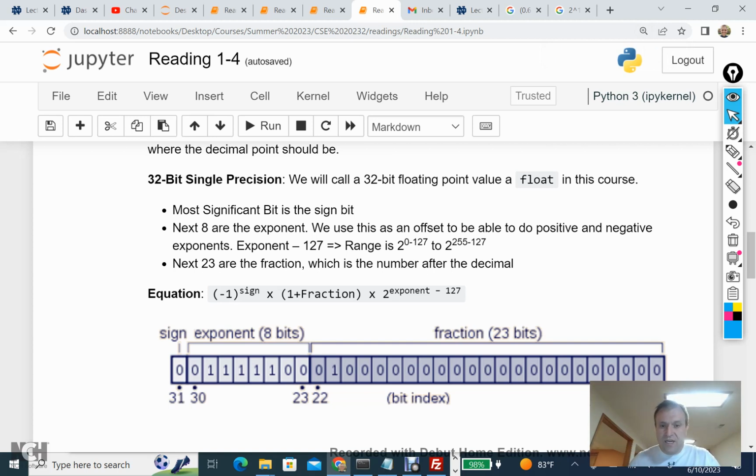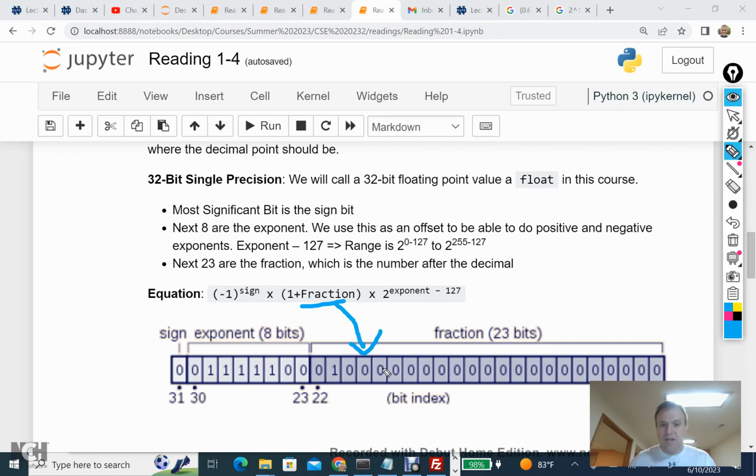The next part is we're going to calculate the exponent. The values are able to go from 0 to 255, but because we want to represent both positive and negative decimals, we're going to have an offset. And in this case, the offset is 127. So we can go all the way up from 255 minus 127, all the way down to 0 minus 127. So 2 to the 128, all the way down to 2 to the negative 127. And then the fraction is what we put in here.